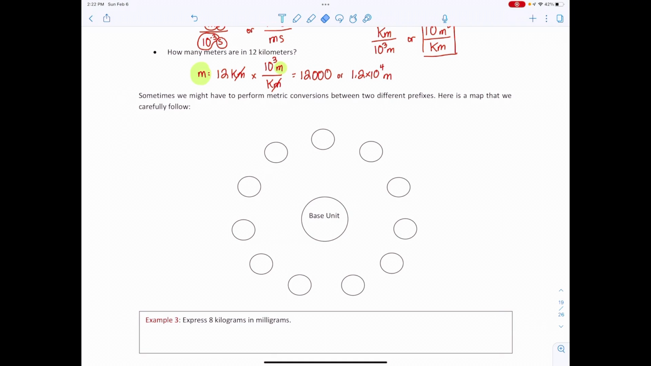If I wanted to go from, let's say, kilometers to megameters, this roadmap that we're going to fill in will tell us exactly how to do that. So let's fill in all these small bubbles with the different types of prefixes that we have. We have tera, giga, mega, kilo, deci, centi, milli, micro, nano, pico, and femto. And then we're going to connect all these smaller bubbles to the base unit bubble.